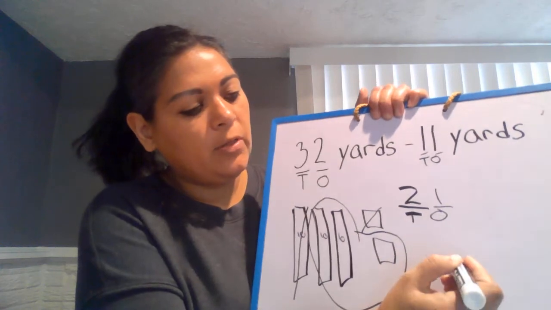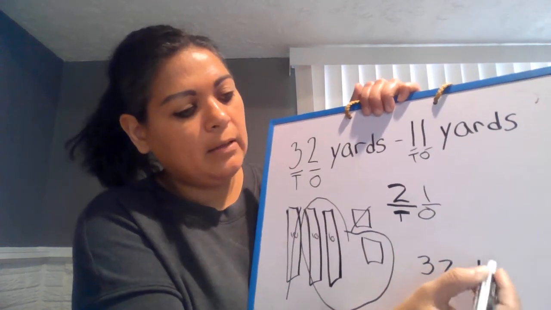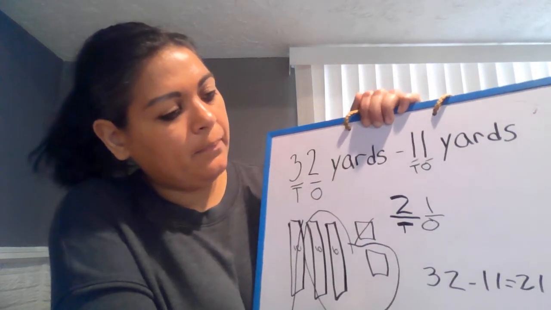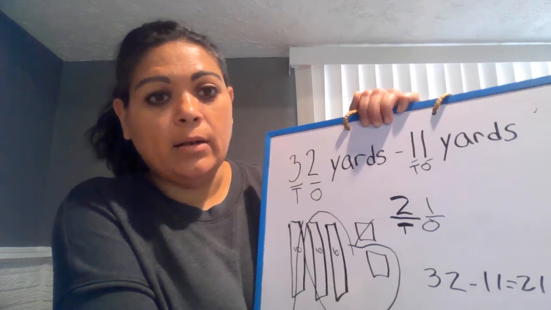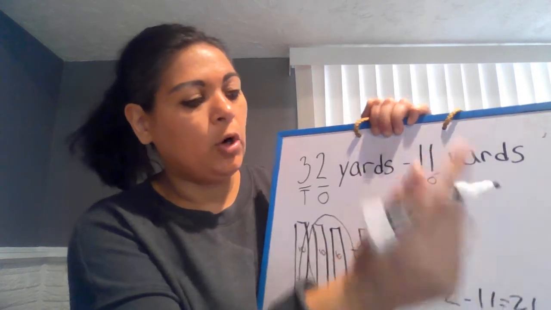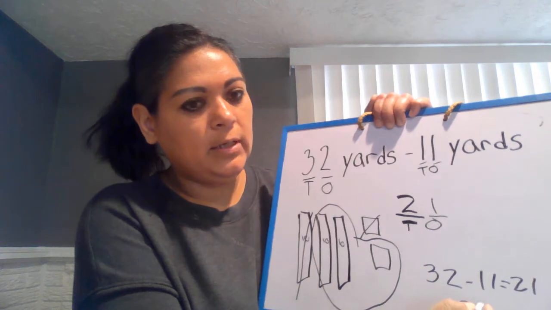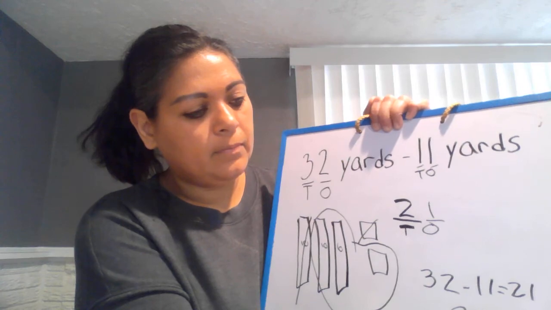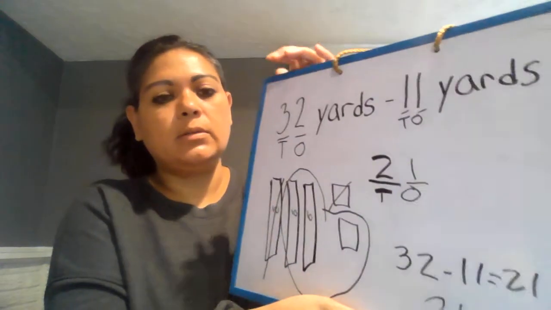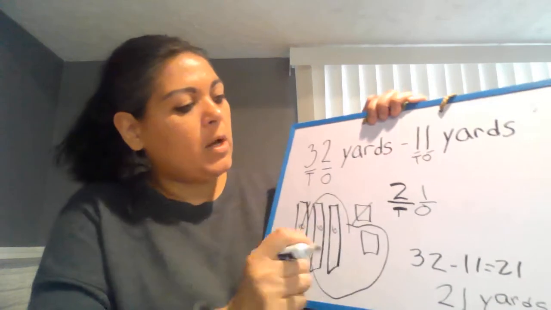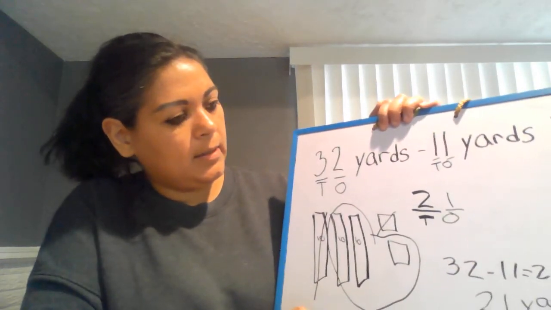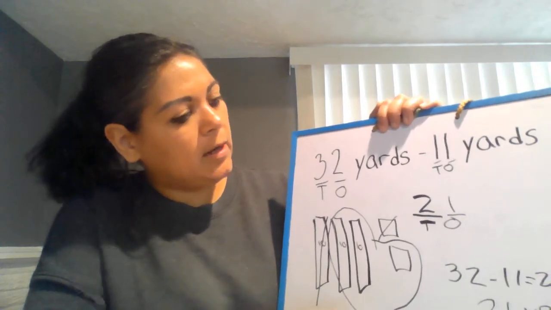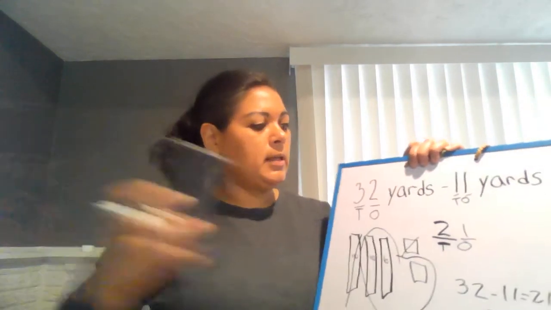32, I'm going to write my equation. 32 minus 11 equals 21. Okay? 21 what? What are my units of measurement? Yards. So my answer is 21 yards. My answer is 21 yards. Okay? So I'm just checking over my work. If you notice, my eyes are kind of just glancing over. So 21 yards.